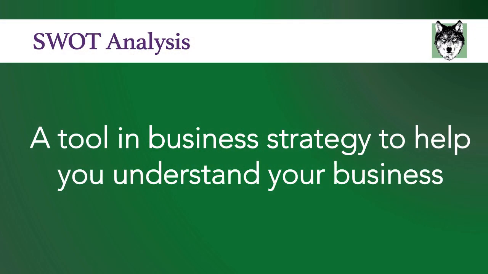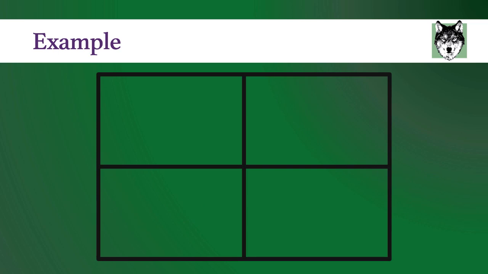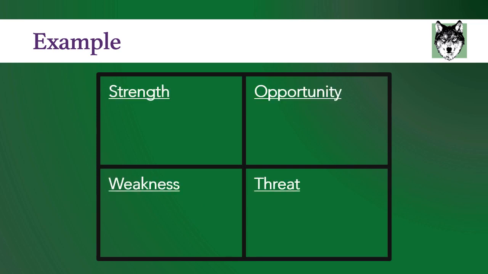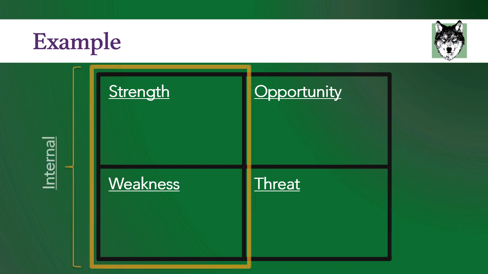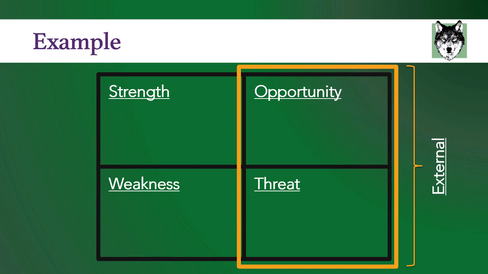SWOT analysis is a tool in business strategy to help you understand your business. SWOT stands for strengths, weaknesses, opportunities, and threats. How you do this is you take a piece of paper and split it into 4 sections. Each of the 4 sections you label as strengths, weaknesses, opportunities, and threats. Strengths and weaknesses are things internal to your organization. Opportunities and threats are external to your organization.